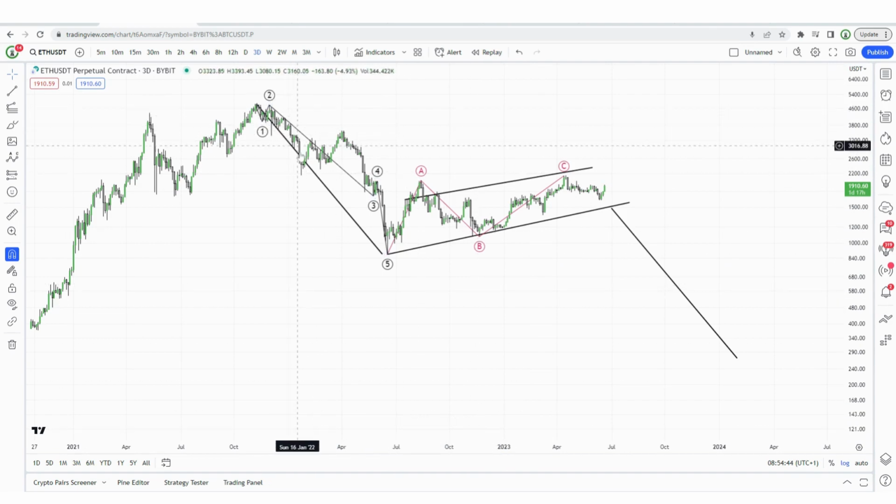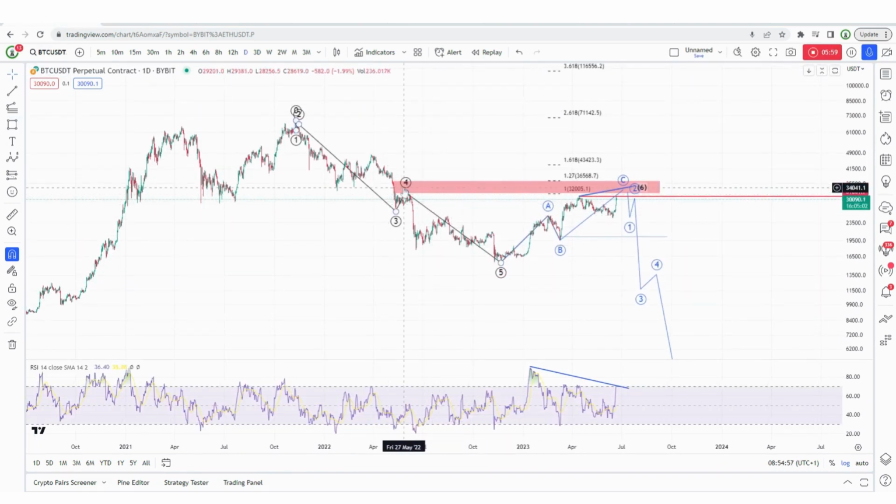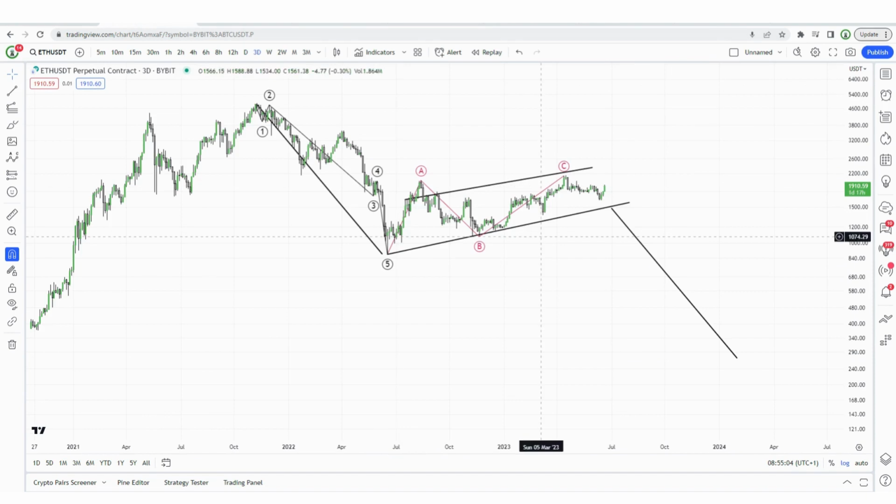So we'd have 1, 2, 3, 5. Yeah. So 3 would be here. That would be 4. Okay. And then we've had our 5th leg down. Well, if you remember, look where 4 was on Bitcoin, and look where we are now with Bitcoin before we go heading on down. With ETH, we're right there.